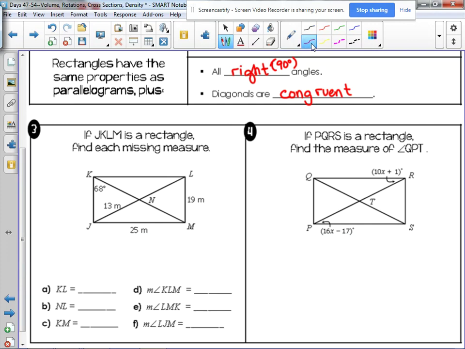So we've got a rectangle there, side KL. Well, opposite sides are still congruent, so it's 25 meters. NL is a part of that diagonal. It is half of that diagonal. Diagonals are still bisected, so it is the same length as JN, so it is 13 meters.